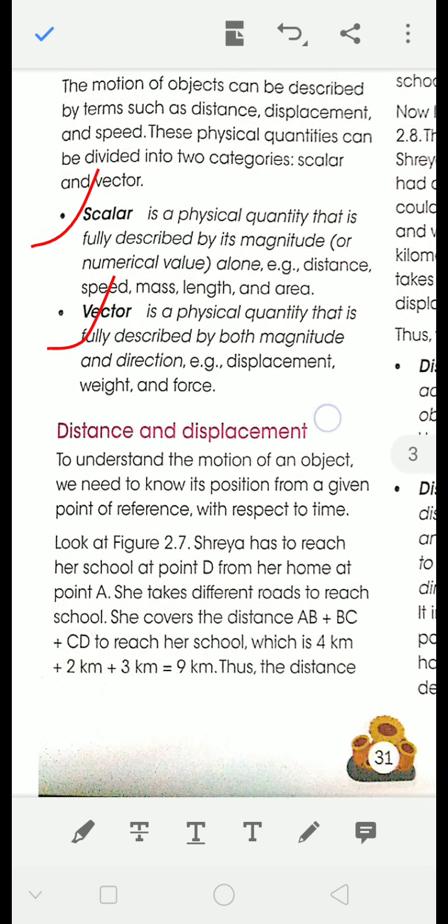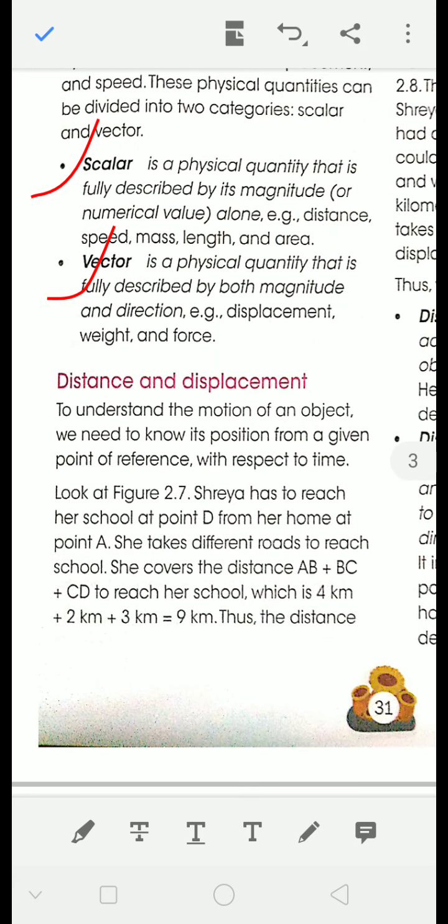Now, what is scalar? Scalar means a quantity which has only magnitude, which can be described by magnitude only. That is called scalar quantity. Example: distance, length, breadth, area, volume, time. These are called scalar quantities.